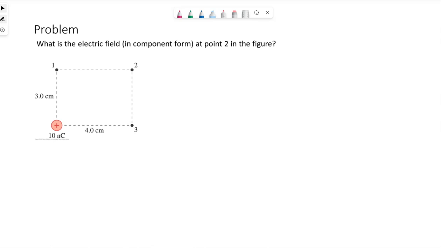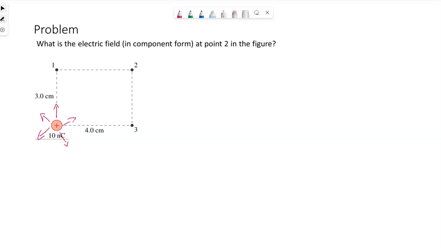All right, so we have a single point charge, and this question is asking us, what is the electric field in component form at point 2 in the figure? Okay, so electric field, this charge is creating an electric field all around it. We're only asked to find this field at one point.